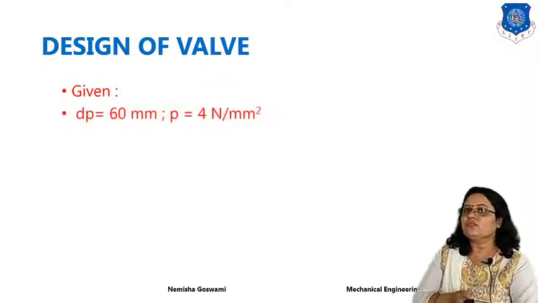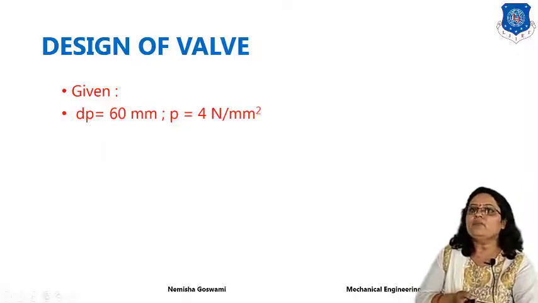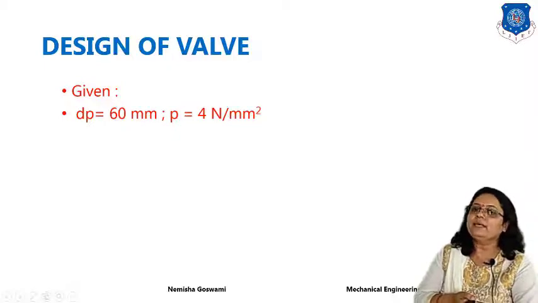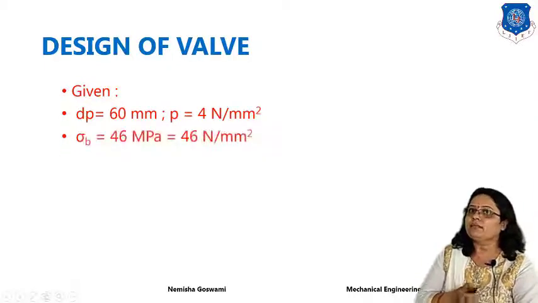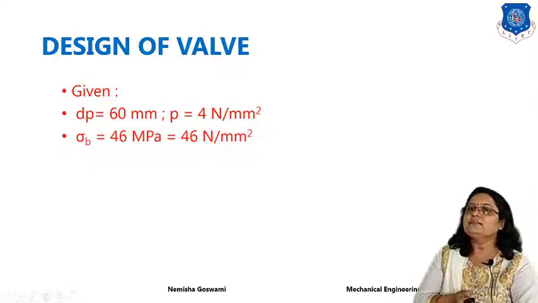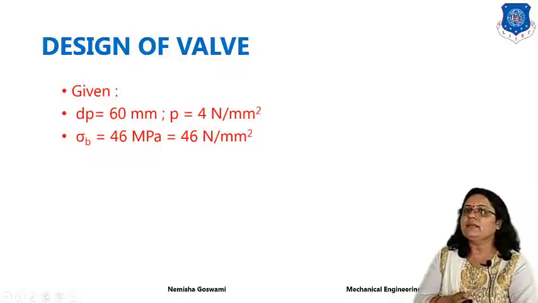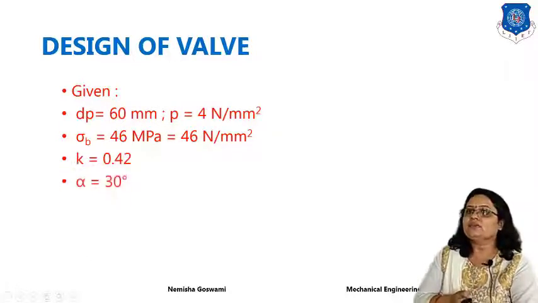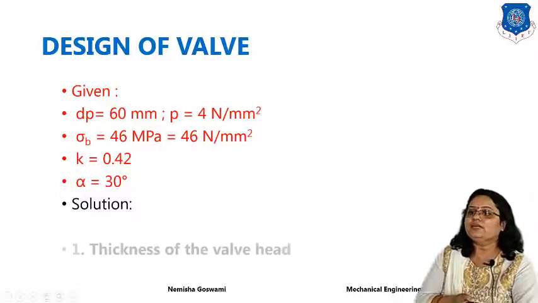Okay, so first of all, write down the given data. So dp is given how much? dp is equal to the diameter of port, given 60 mm, and p is equal to 4 Newton per mm square. So this is your maximum pressure. dp is the diameter of port. Sigma b is your allowable maximum bending stress, so 46 megapascal, so its value is equal to 46 Newton per mm square. K is a constant, given 0.42. Alpha is given 30 degrees. Right? So what is the solution?